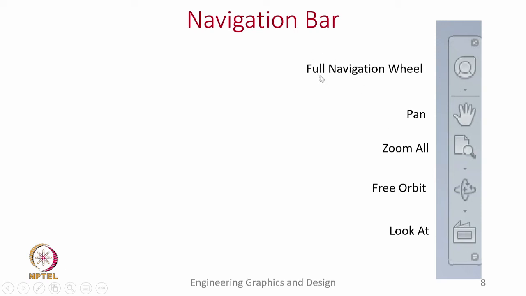The first one is the full navigation wheel, second is pan which will help you to move the object to the left, right, top or bottom, and zoom in and zoom out are also there. Then there is a free orbit which is a dynamic tool to rotate the object, and lastly locate. Let us look at all these features in the software itself.